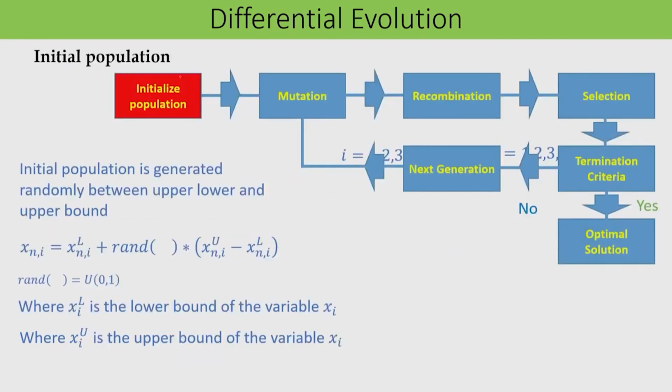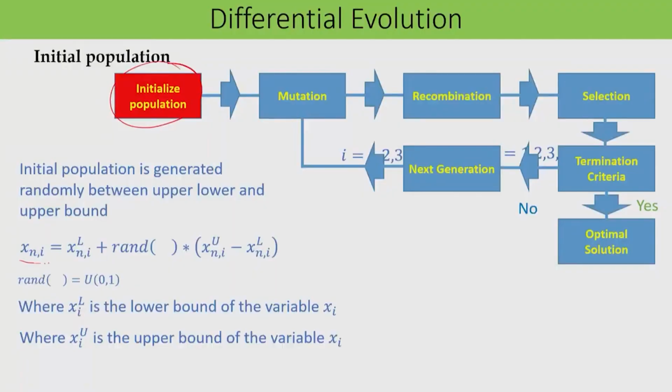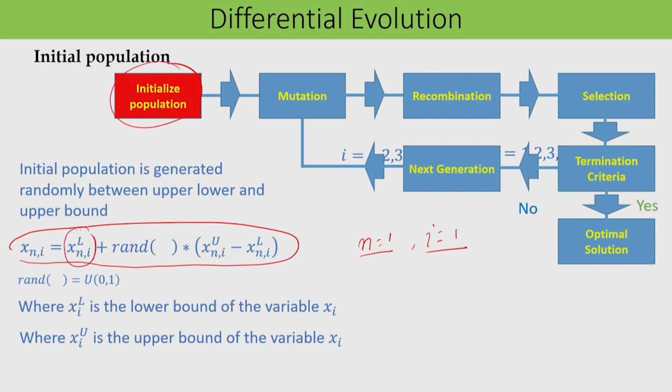Now, the first step is to initialize the population. I can create the initial solution using this equation. Suppose n equal to 1 and i equal to 1, that means for the first solution and first variable, x_n,i^L is the lower bound, then I am generating a random number between 0 and 1, multiplied by the difference between the upper bound of this particular variable and the lower bound of this particular variable. Then I am creating the first solution.